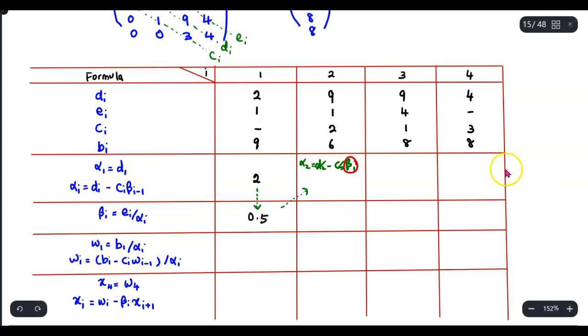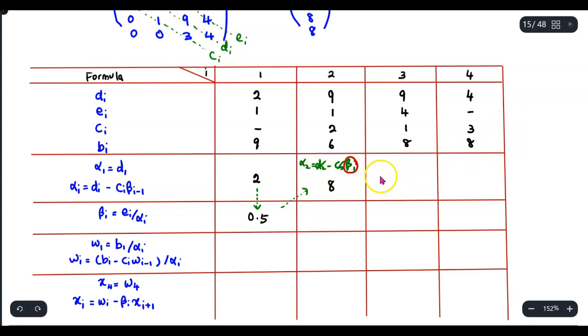After that, you can substitute here. D2 is 9 minus C2. C2 is 2 here, and beta 1 is this value, 0.5. So you are supposed to get alpha 2 is 8. In the exam, you can straight away use your calculator. You don't need to write the formula in the table here. Straight away write it.